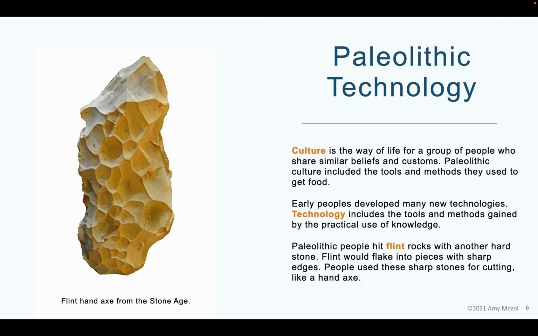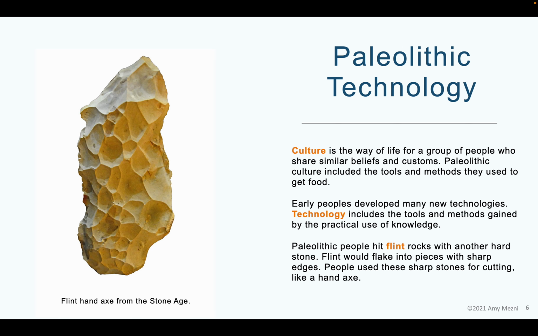So, some of the technology that we see. We'll talk about this, but let's talk about some of our vocab terms here. Culture is stated here as the way of life for a group of people who share similar beliefs and customs. So it's the way things are done with a certain group of people. The Paleolithic culture would include the tools and methods they used to get food. That would really come to define their culture.